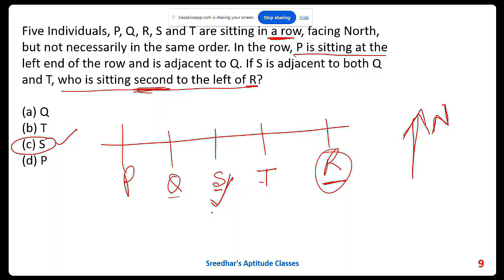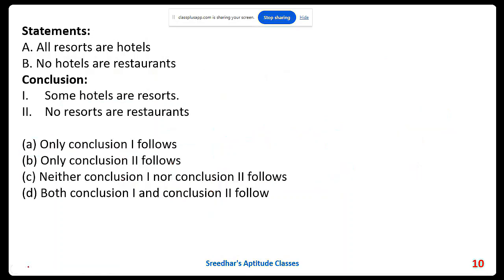If any of you do not agree with my answer or if any of you need repetition, let me know quickly. Otherwise, we'll move to the next question. Okay. Next one on the screen.